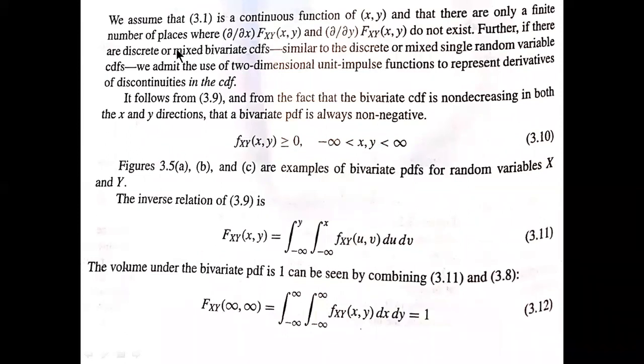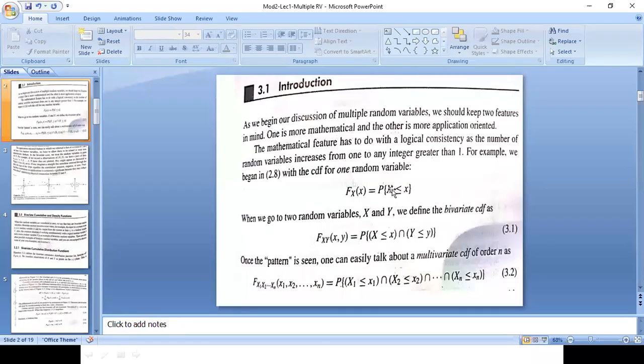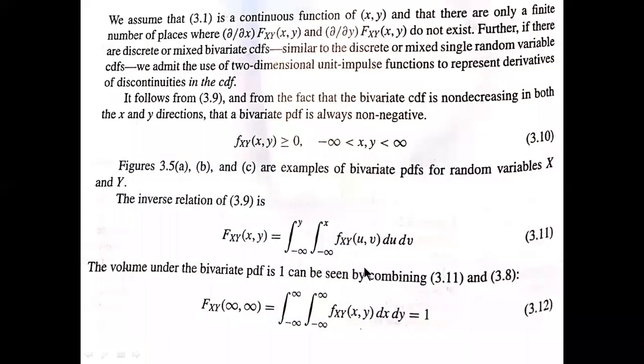So when we consider the discrete or mixed case, then we'll have the unit impulse functions in the case of the PDF, and in the case of the CDF, it will become the unit step function, whereas the unit impulse function in the case of the PDF is the derivative of the CDF, right? So we'll have here the A, B, C; we have seen the figures there.